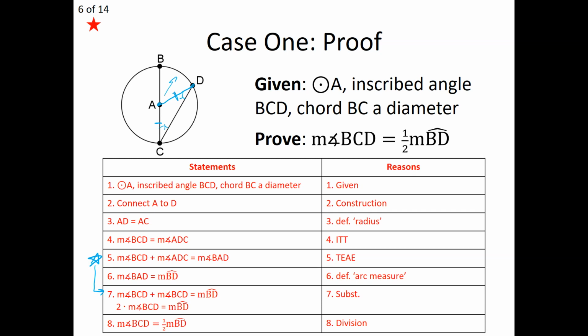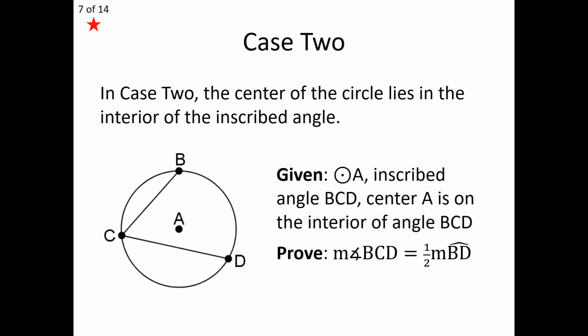So by the inscribed angle theorem, case 1, we know that if the side of our inscribed angle passes through the center, then the measure of that inscribed angle is half the measure of the arc that it cuts. Now, there are 2 other cases.